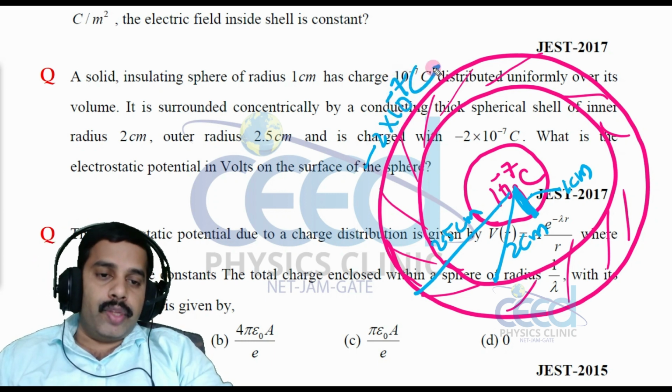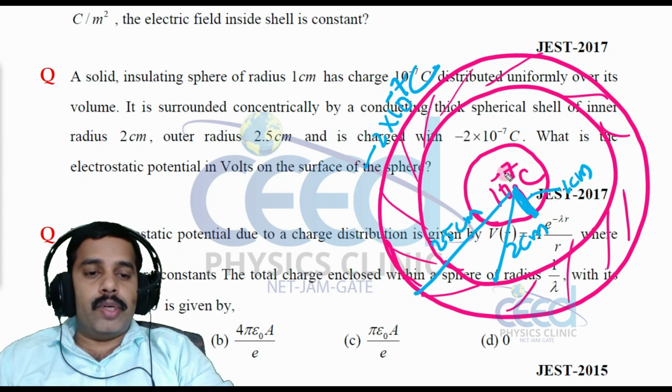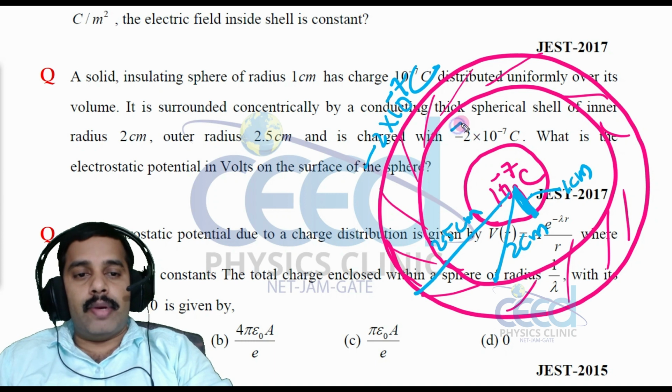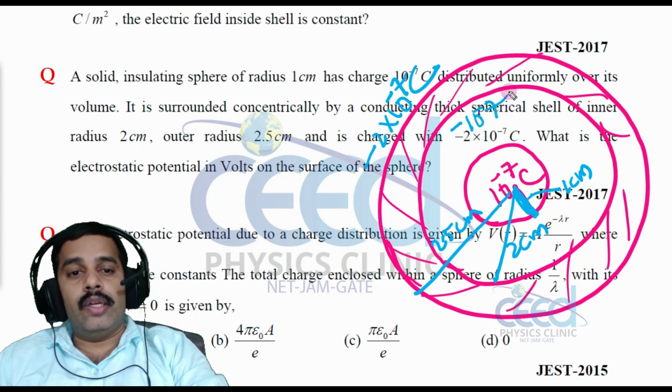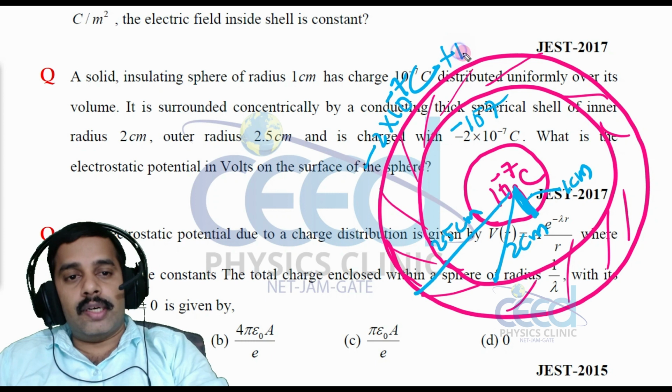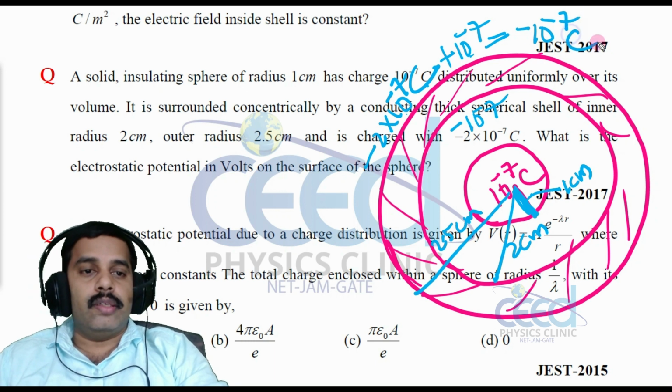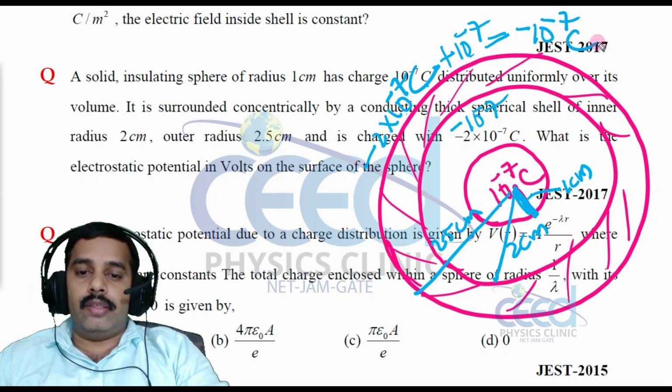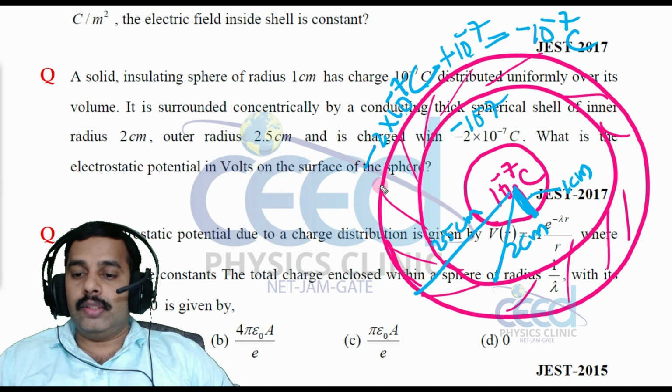Now by the induction property we know, if you have 10 raised to minus 7 here, there is a minus 10 raised to minus 7 induced here. Due to that we have a plus 10 raised to minus 7 on the outer surface. So minus 2 into 10 raised to minus 7 coulomb plus 10 raised to minus 7, so the outer charge becomes minus 10 raised to minus 7 coulomb. Now we need to find the electrostatic potential in volts on the surface of the sphere.